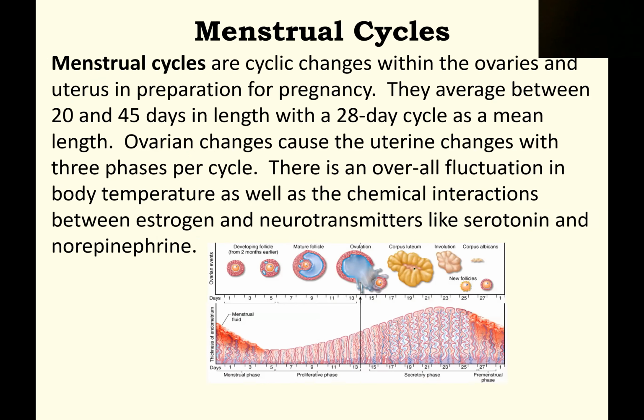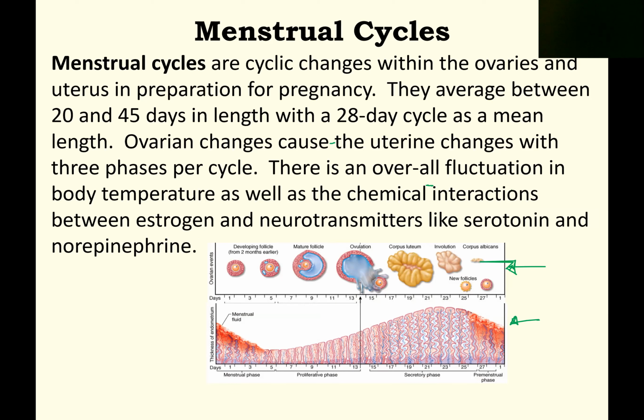Okay, then we have menstrual cycles. Menstrual cycles are cyclic changes that happen within the ovaries and within the uterus. They average between 20 and 45 days in length. The 28-day is the average or mean length. In some women, it's the same length every time, and in others, it varies all the time.